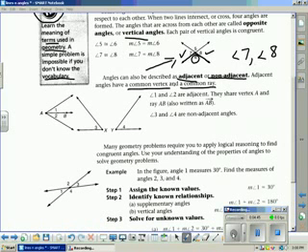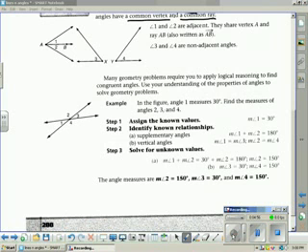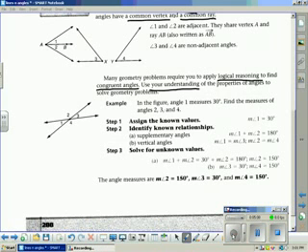Not adjacent to angle 6 would be angle 5, because as we mentioned earlier, 5 and 6 are opposite or vertical. Many geometry problems on the GED test require you to apply logical reasoning to find congruent angles. You must use your understanding of the properties of angles to solve geometry problems.